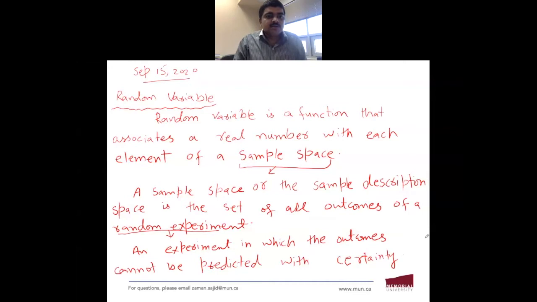Okay. So for those of you who are joining now, we started with the random variable. A random variable is a function that associates a real number with each element of a sample space. How do we define the sample space? A sample space, or the sample description in some textbooks, is the set of all outcomes of a random experiment. A random experiment is defined as an experiment in which the outcomes cannot be predicted with certainty.